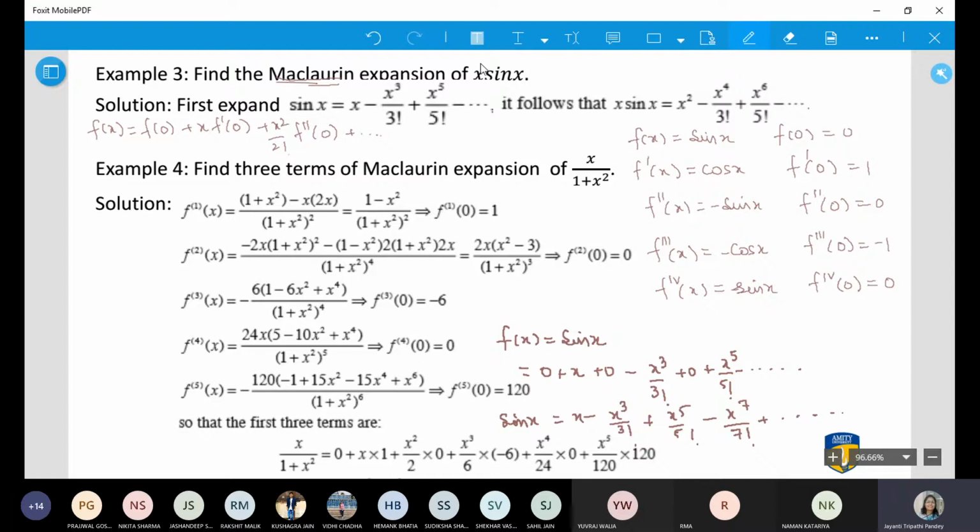Now the question is to find the expansion of x sin x. When you have to find the expansion of x sin x, you multiply this series by x, and that will be your output. So the expansion of x sin x is x square minus x^4 upon factorial 3 plus x to the power 6 upon factorial 5 minus x to the power 8 upon factorial 7 plus, and so on. Is this okay?